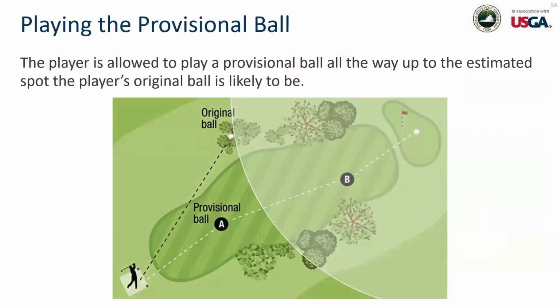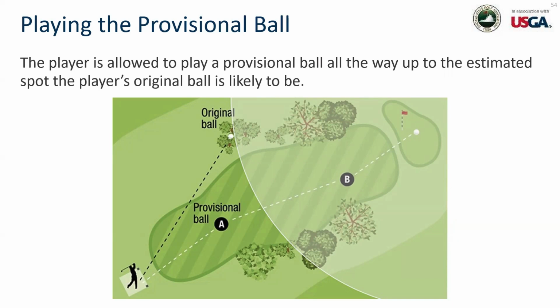And we are allowed to play the provisional ball all the way up to the estimated spot where the player's ball is likely to be. So this player off the tee hits that ball left into those trees. He's not sure if he'll find it or not, so he plays a provisional to point A. That's great. He plays that ball from point A to point B. It is still a provisional ball since it has not been played from a spot more forward than where it's estimated to be lost. So that player can play that ball from point A to point B, still a provisional.